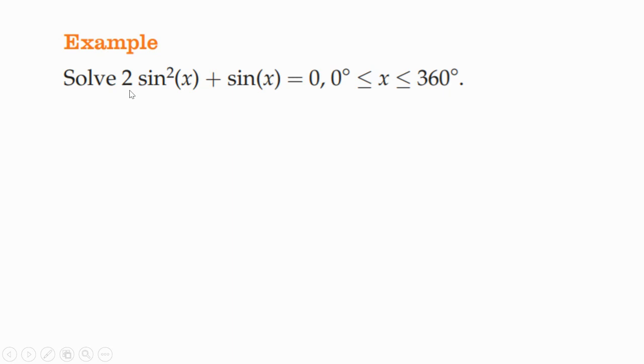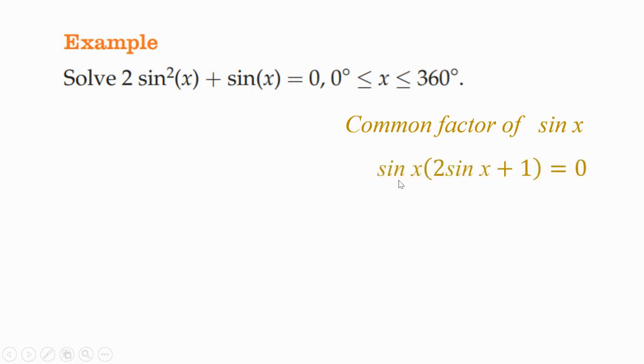So if we get something like this, we notice that on the left-hand side we've got sine squared and sine. It is already equal to 0, so that's a thumbs up. And we're trying to solve for x between 0 and 360 degrees. What you notice is that there's a common factor. The common factor here is sine of x, so you can just take the sine of x out of the bracket. So you get this.